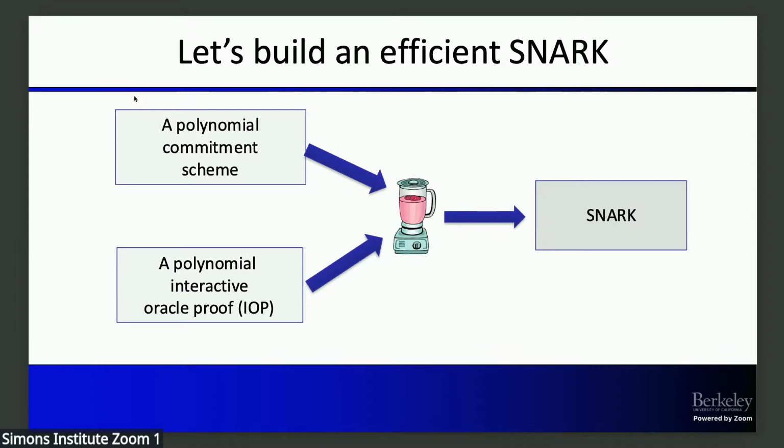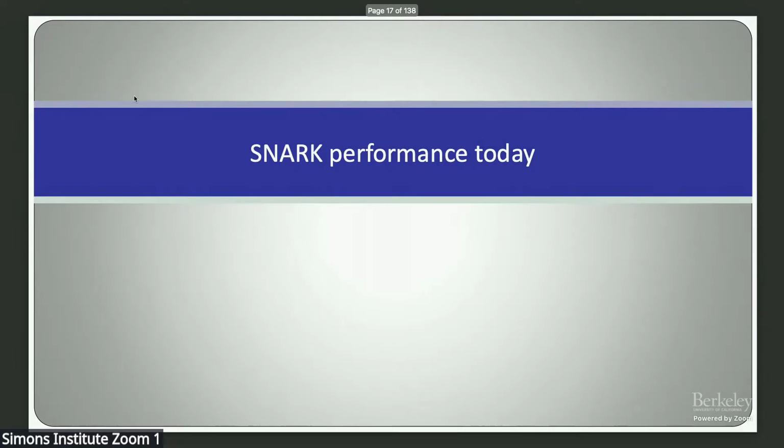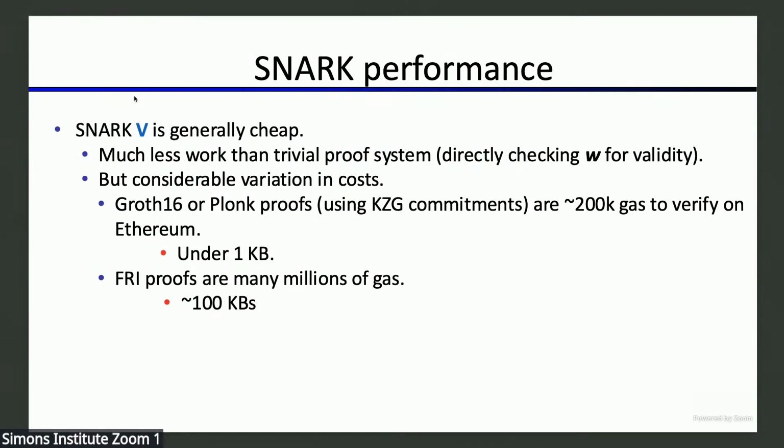Other questions? Okay. All right, so let me summarize the state of SNARK performance today in practice. Generally, the verifier is cheap. At a minimum, this means the verifier really is much less work than the verifier of the trivial proof system. The trivial proof system is when the prover just sends the witness and the verifier just runs the computer program on the witness. But there is considerable variation in verifier costs.